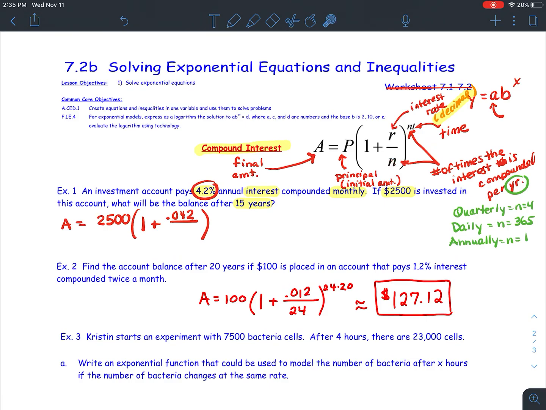Okay, there are 2 places for the N. Remember, N stands for the number of times the interest is compounded in 1 year. Well, if it's compounded monthly, they would be giving you the interest 12 times a year. And then the T, which is also in the exponent, is the number of years that you're going to let the money sit in the account and grow, and that is 15.